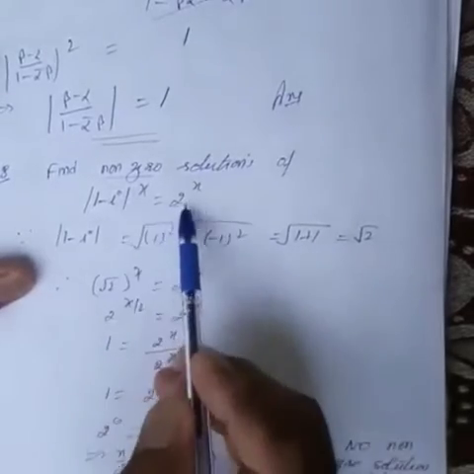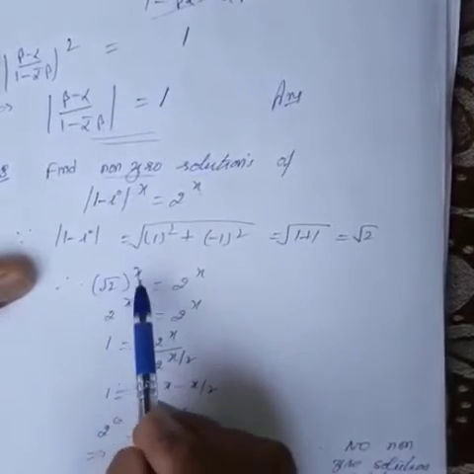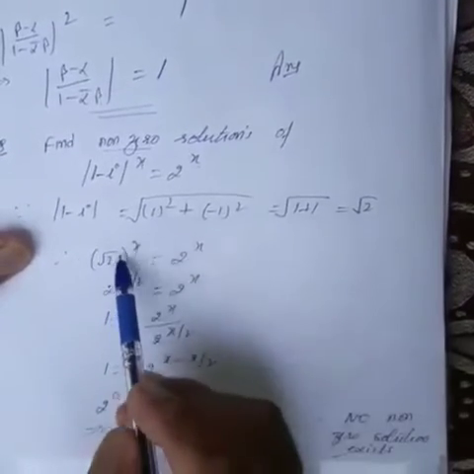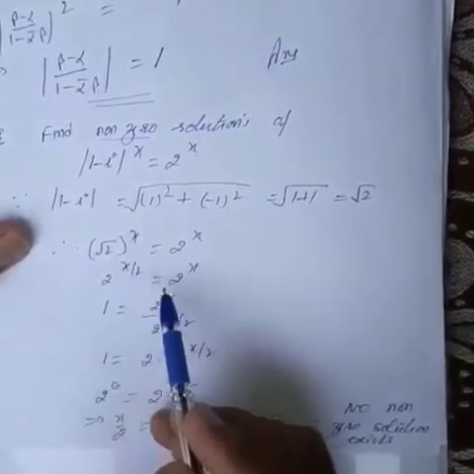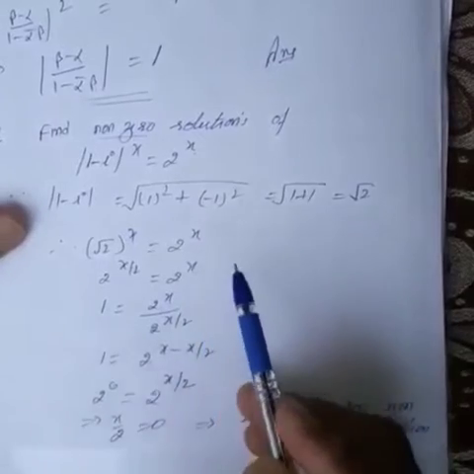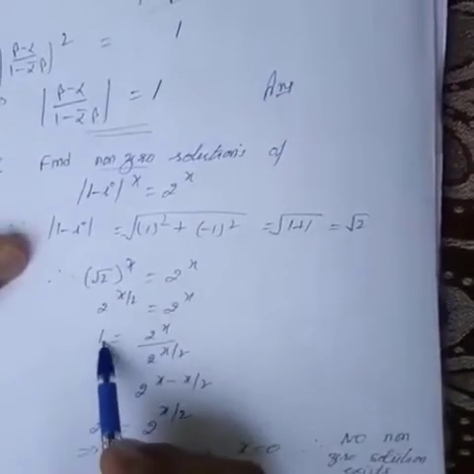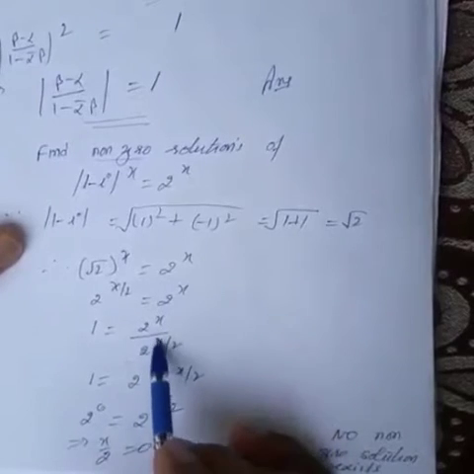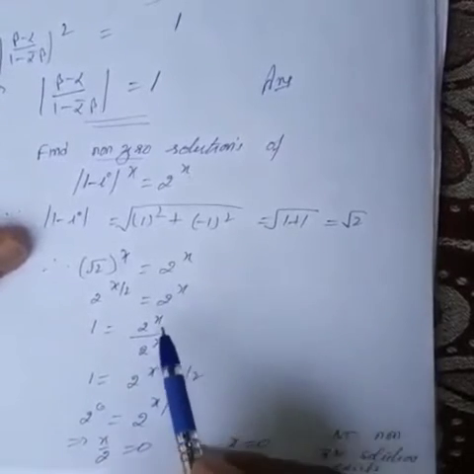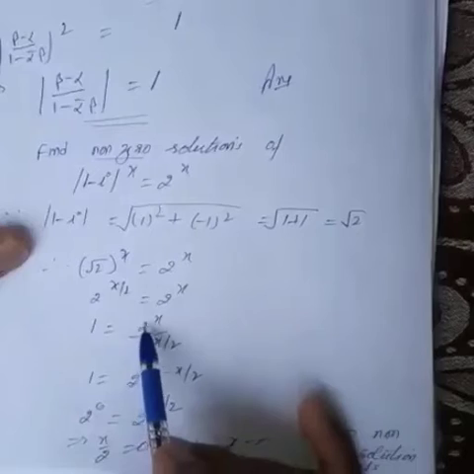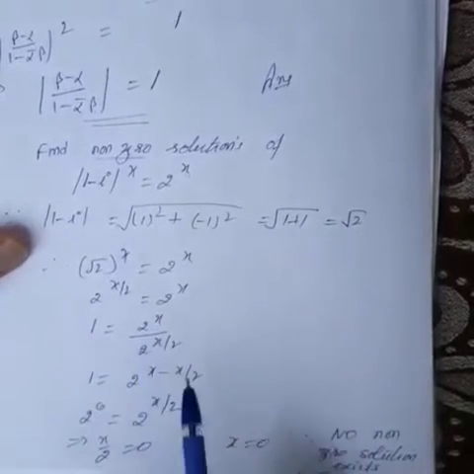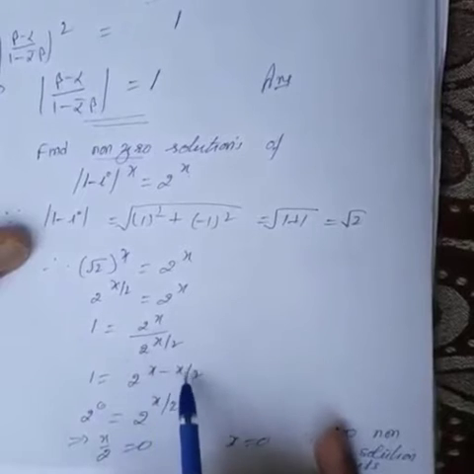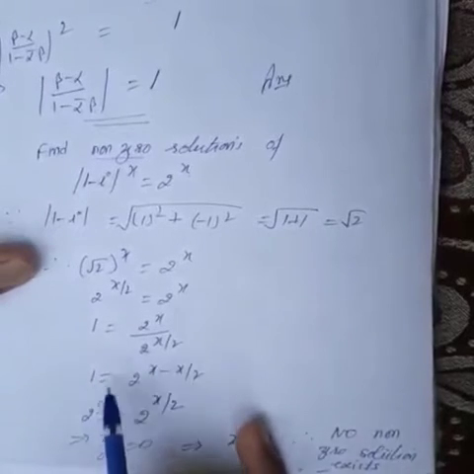It means this equation will now be (under root 2) whole raised to the power x is equal to 2 raised to the power x. Multiplying, 2 raised to the power x by 2 is equal to 2 raised to the power x. Now we can divide: 1 is equal to 2 raised to the power x upon 2 raised to the power x by 2. Using the property, the base is the same, and in division we have to subtract the powers like this. So 2 raised to the power (x minus x by 2) is equal to 1.